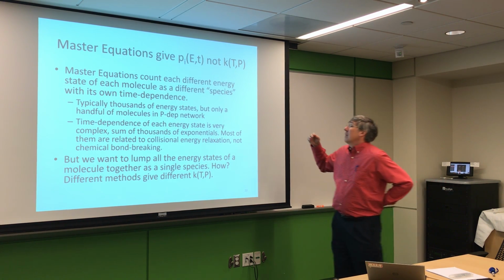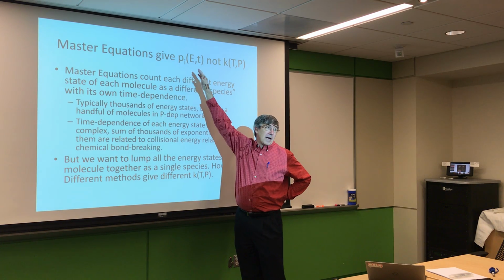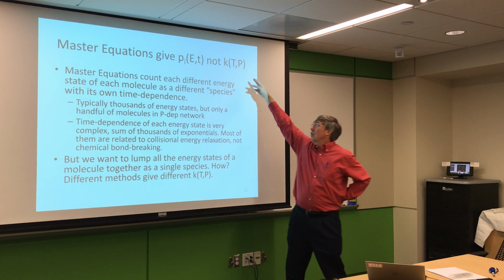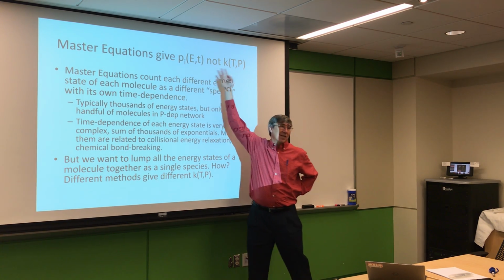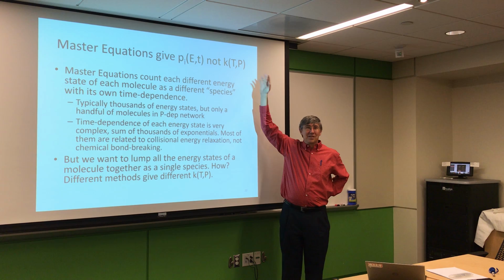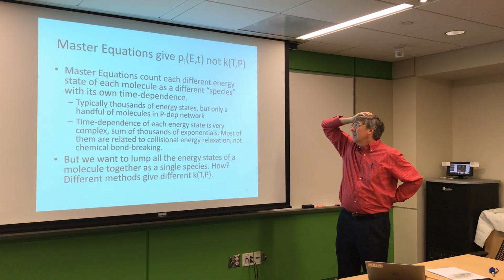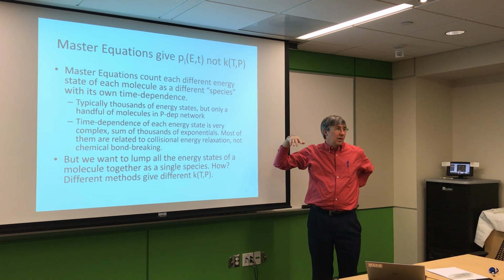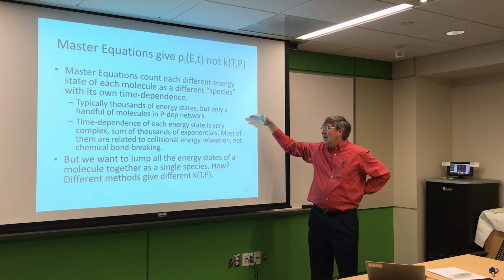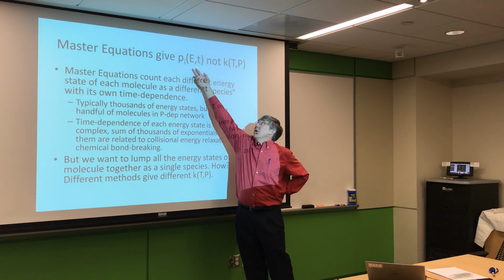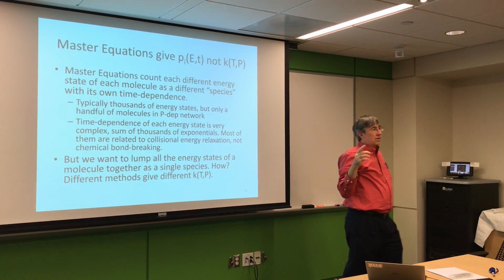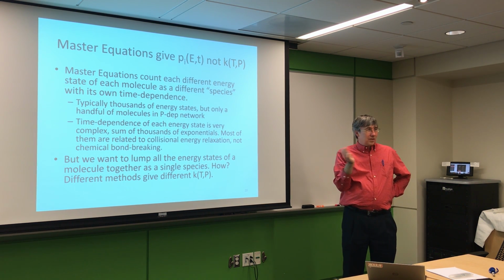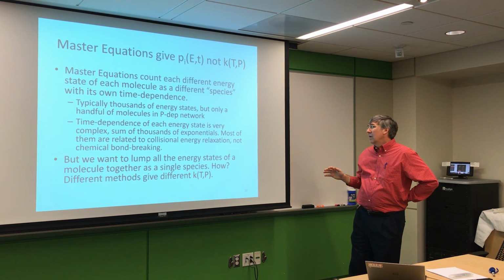Now the master equations, if you just solve them as a time-dependent problem, you would get the population of each energy state as a function of time. That is not a rate coefficient. This is a time-dependent population, while a rate coefficient has different units and is completely different. And typically there's thousands of energy states, but only a few molecules in the network. The time dependence of each of these is a sum of typically thousands of exponentials, so the relationship between those things and the rate coefficients is not obvious at all.